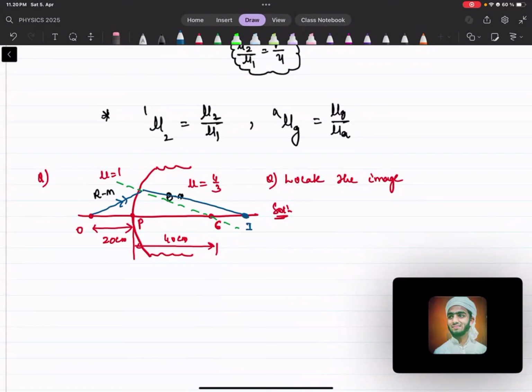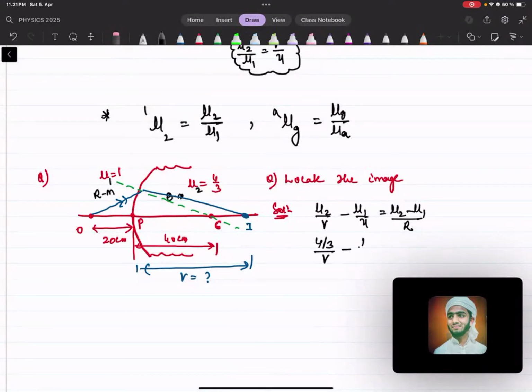This is I. So from the pole, what is the image distance? I need to calculate this V is equal to how much? The ray of light is going from rarer to denser medium. So I can write the formula mu2 divided by V minus mu1 divided by U is equal to mu2 minus mu1 divided by radius of curvature R. So this is mu1, this is mu2. Mu1 is how much for me? 4 by 3. Image I need to calculate minus mu1 is 1 divided by object distance. All the distances are to be measured from the pole. So as you're measuring opposite to the direction of light, it will be equal to minus 20.